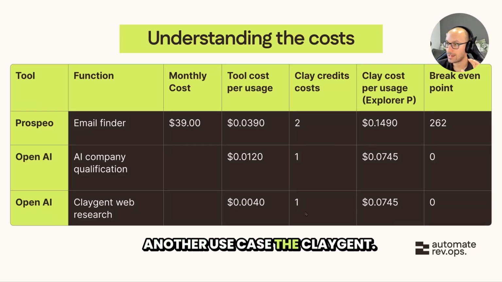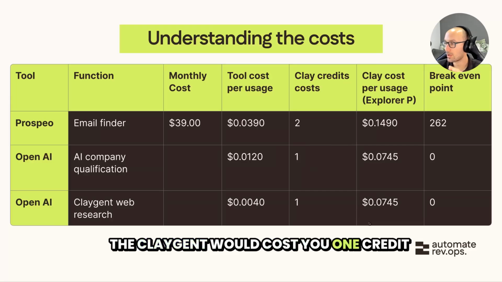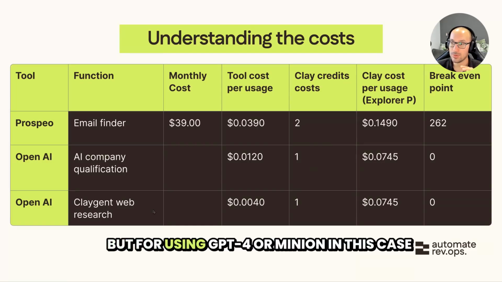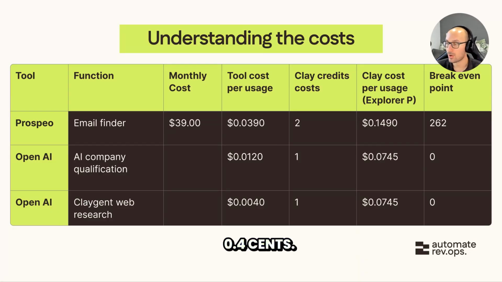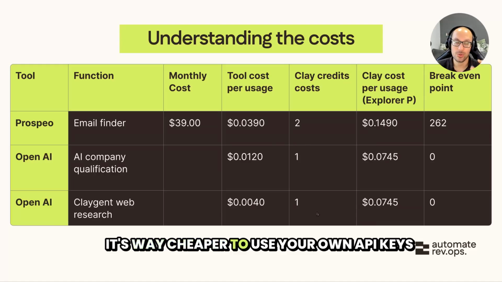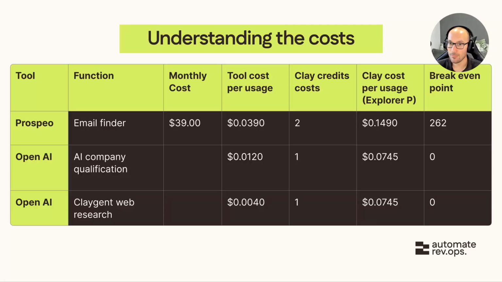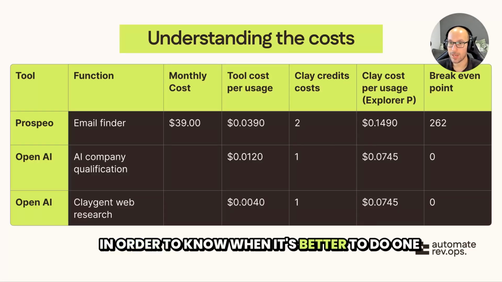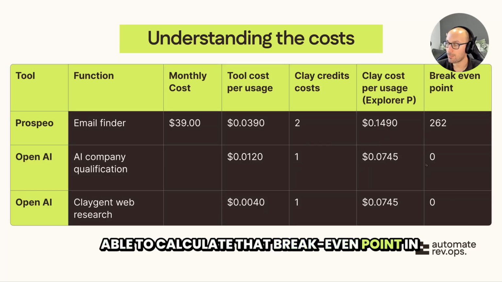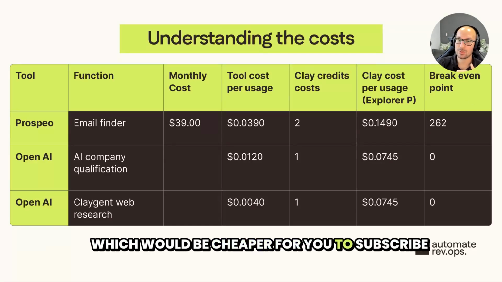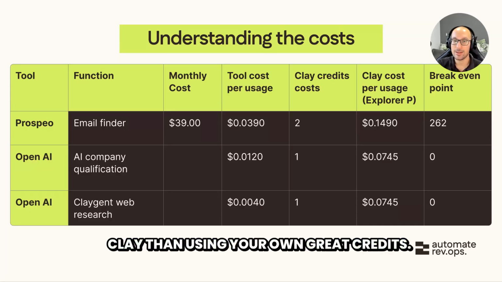Another use case, the Clay agent. The Clay agent would cost you 1 credit, but using GPT-4o Mini in this case, for a really easy task, it can cost you around 0.4 cents. So it's way cheaper to use your own API keys for most cases. In order to know when it's better to do one thing or the other, you need to be able to calculate that break-even point in which it will be cheaper for you to subscribe to that external tool and connect it to Clay than using your own credits.